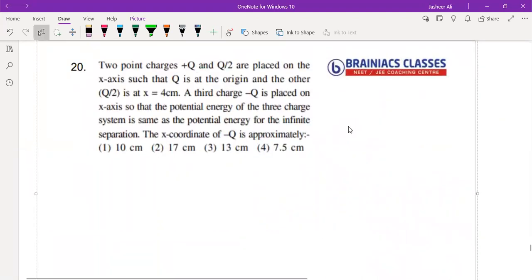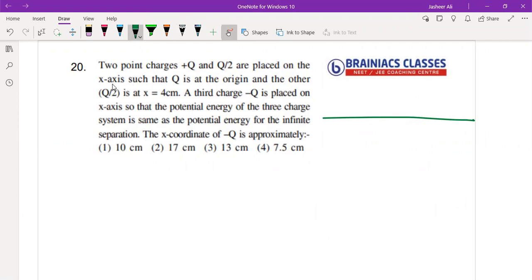Question number 20. This is also a big question, in the sense that some statements are there. Two point charges, plus q and q by 2, are placed. We'll first depict it as a diagram. Let's have one at the origin, and one placed at x equal to 4. So the question is all about the x-axis. Two point charges plus q and q by 2 are placed on the x-axis such that q is at the origin.